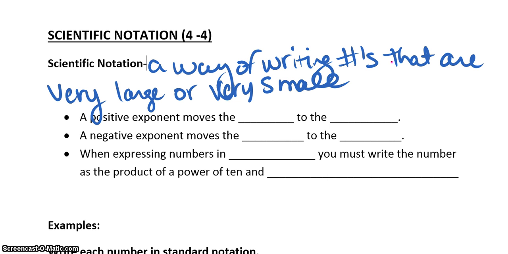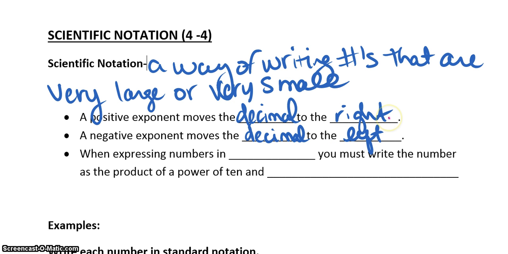A positive exponent moves the decimal to the right, because that makes the number bigger. A negative exponent moves the decimal to the left, because that's making the number smaller, very small.